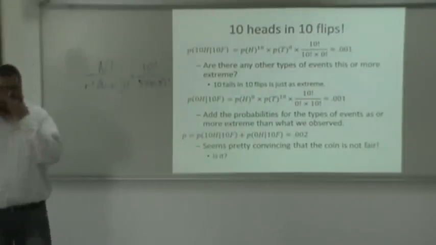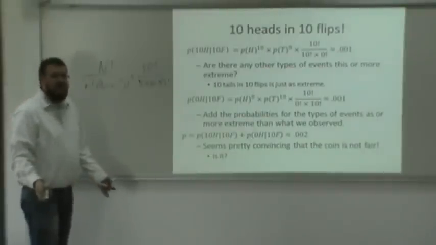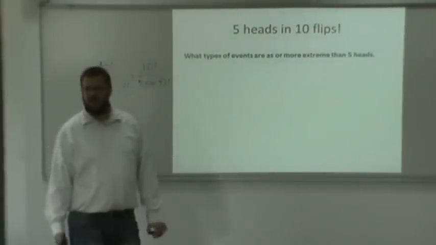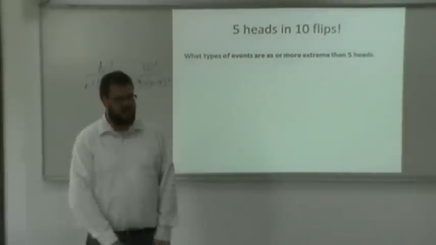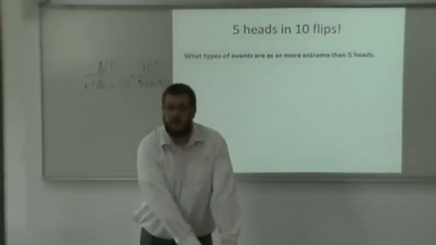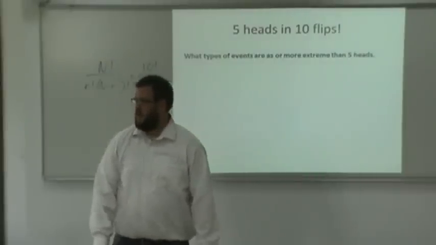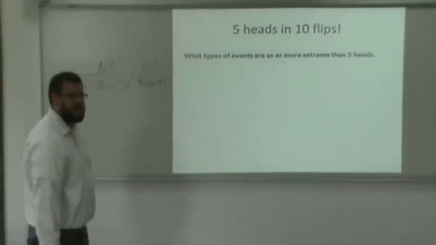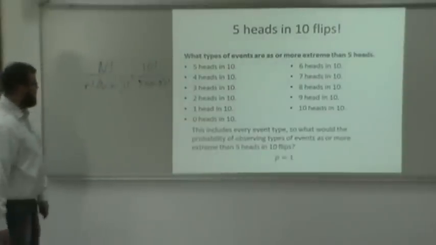Is it? Well, if we now try looking at the most common event that we should see, let's see how it works out. So 5 heads in 10 flips. What types of events are as or more extreme than 5 heads? 5 heads is as extreme as 5 heads, right? Okay, so we've got the 5 heads. What's more extreme than 5 heads? All of them. Basically anything, right? 6 is more extreme, 7 is more extreme, 4 is also more extreme. That would be like 6 tails, right? So all of those are more extreme.